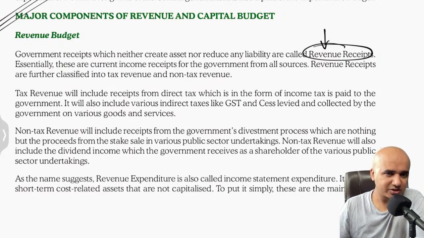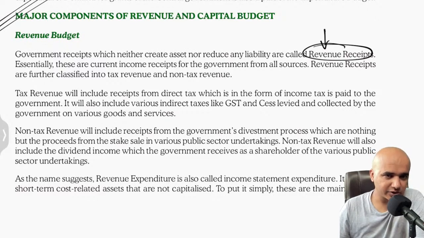So for government, what is revenue receipt? Something which they get over and over, again and again. So that can be classified under revenue receipts. They say tax plays a major part when it comes to revenue receipts. There also they have classified into tax revenue and non-tax revenue. Let's see what exactly tax revenue includes.